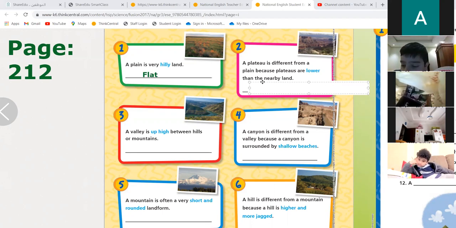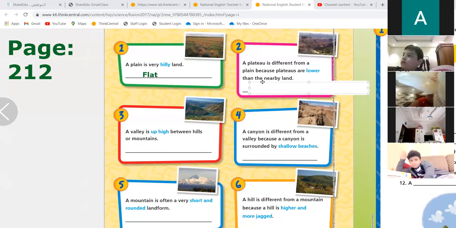You can say the opposite of lower. What is the opposite of lower? You can say down, low, or up. Up. Up what? High. Very good. So it is higher than the land around. Very good. Thank you, Muhammad Fatta.